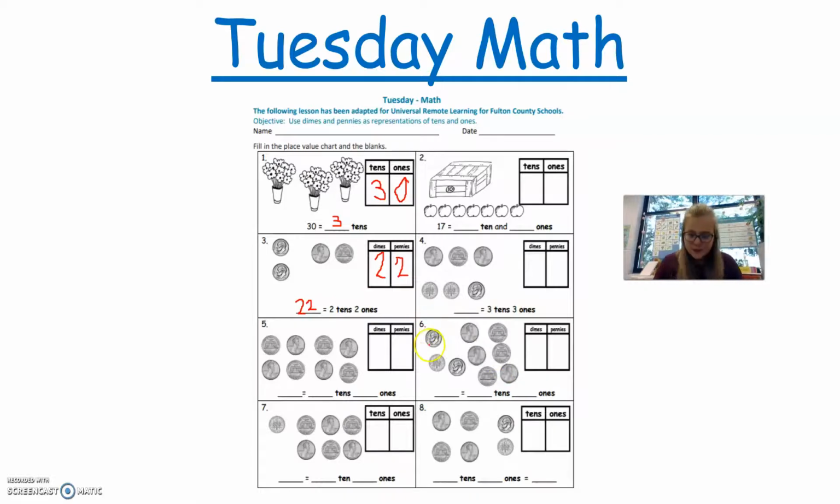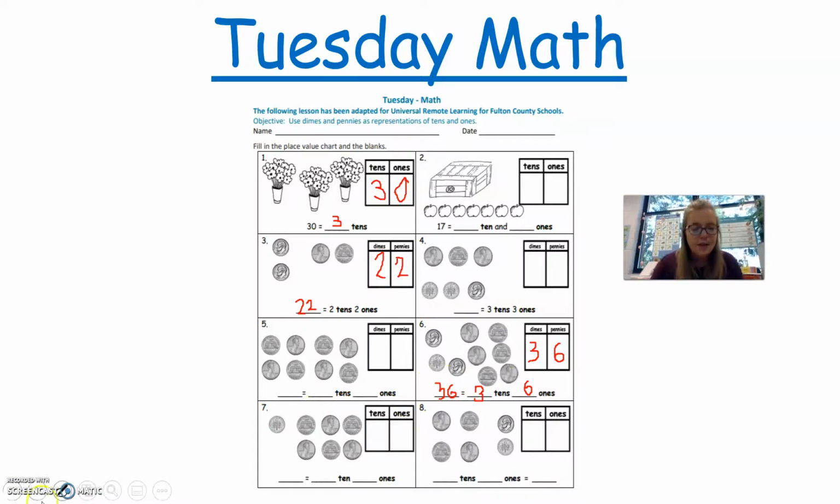Number 6. Start with dimes. 1, 2. I see 3 dimes. I see 1, 2, 3, 4, 5, 6 pennies. What's my total? That's right, it's 36. 36 is equal to how many 10s? 3 10s and 6 1s, right? So I have 10, 20, 30, 31, 32, 33, 34, 35, 36. Remember, your dimes are your 10s and your pennies are your 1s.